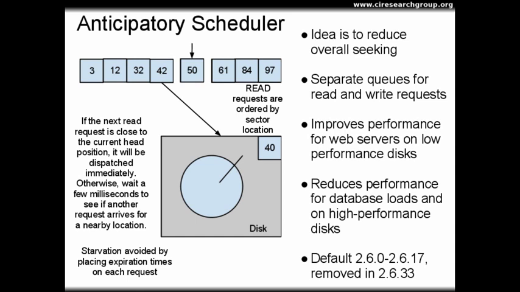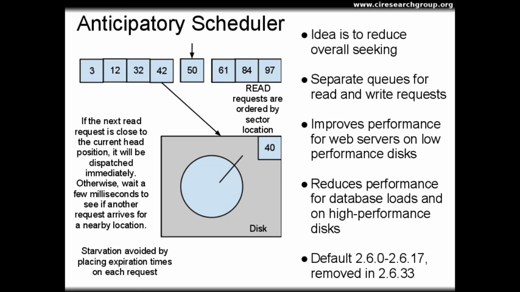In the Linux kernel, an approximation to shortest seek time first was implemented with the anticipatory scheduler. This was the default scheduler from 2.6.0 through 2.6.17. It was removed in 2.6.33 because it's obsolete.